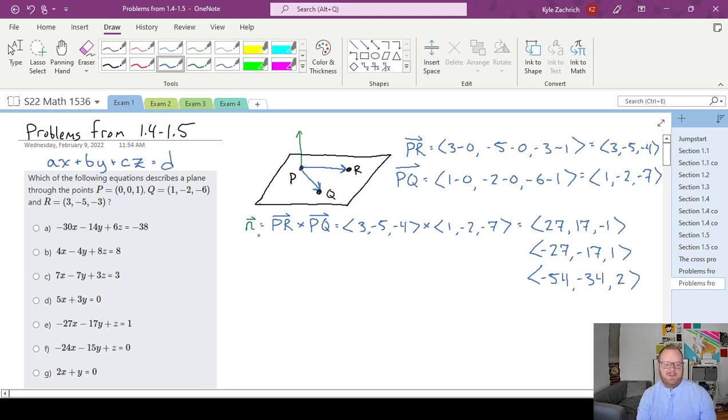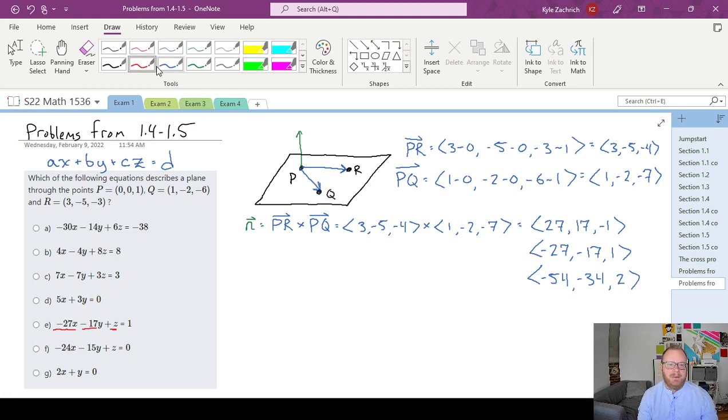The reason I'm mentioning these is because if we look at our answer choices over here, these are all in the form Ax plus By plus Cz is equal to some number. So now that we have our normal vector, 27, 17, negative 1, we should be looking out for that A, B, C, right? Since those are the components of our normal vector. Just looking down the list, I see something that's close here, right? I see negative 27, negative 17, and then positive 1 sort of hiding there. That's not the normal vector that we got, but it is negative 1 times that.